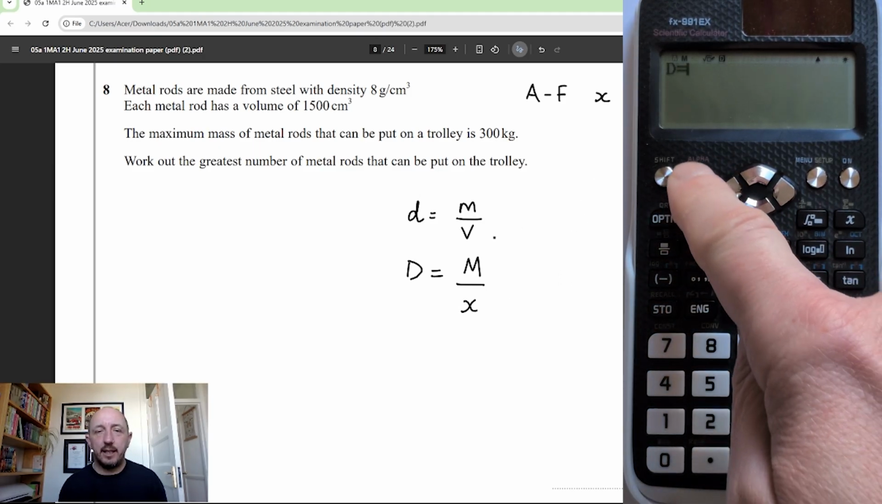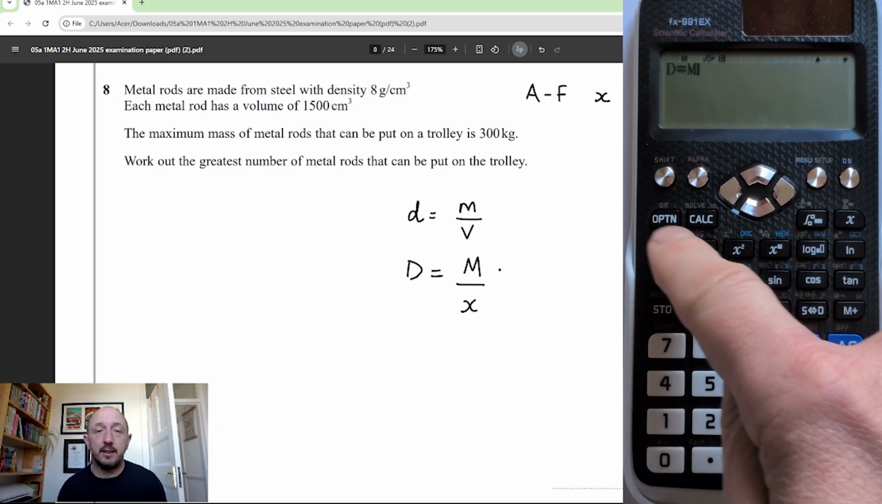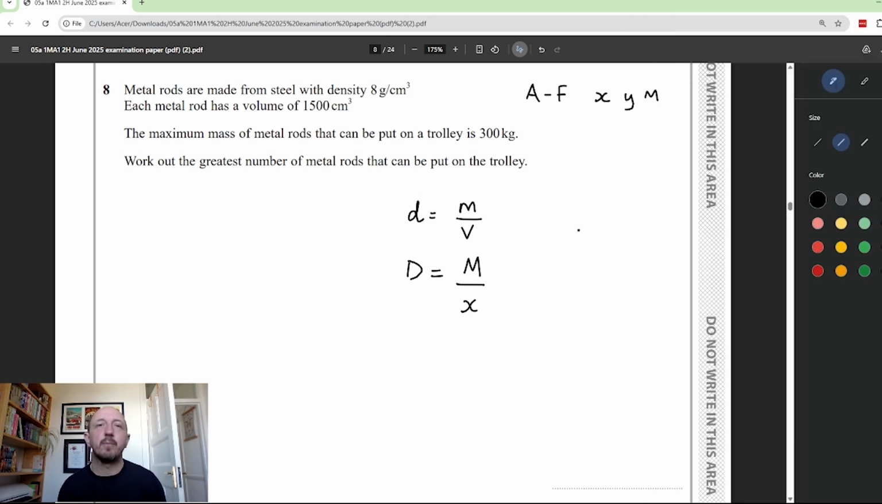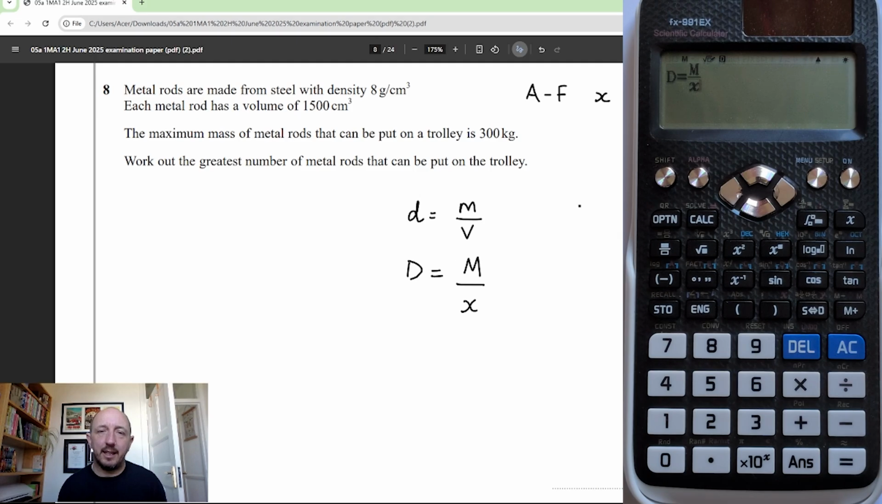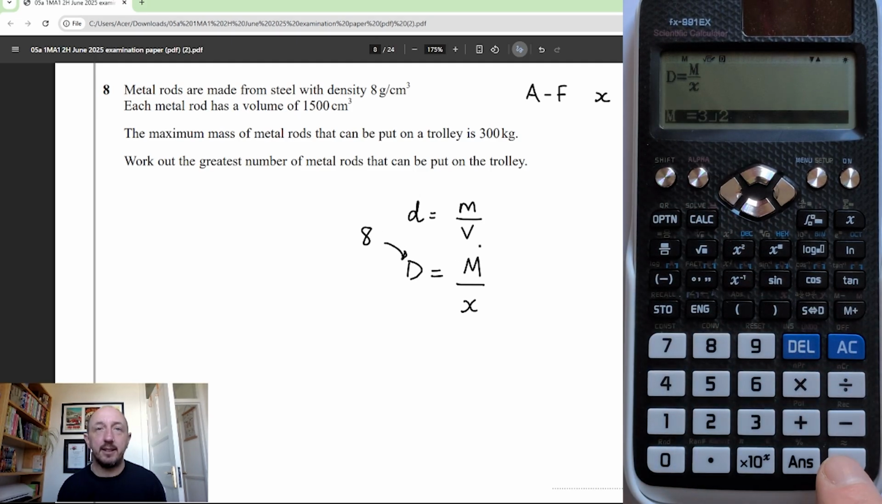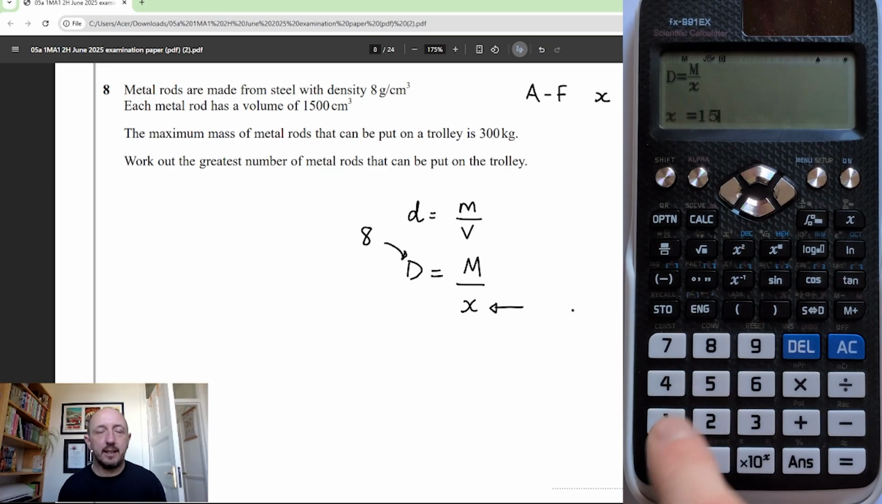Okay, and so now when you type this onto the calculator, we have to match up the density with the D, the volume with X, and mass is the one that we're trying to find. So let's have a look at how that looks on the calculator. Density, we're going to put 8 in the black bar for density and press equals. The volume is x, so we have to scroll down until we see x, and I can put 1,500 in there.